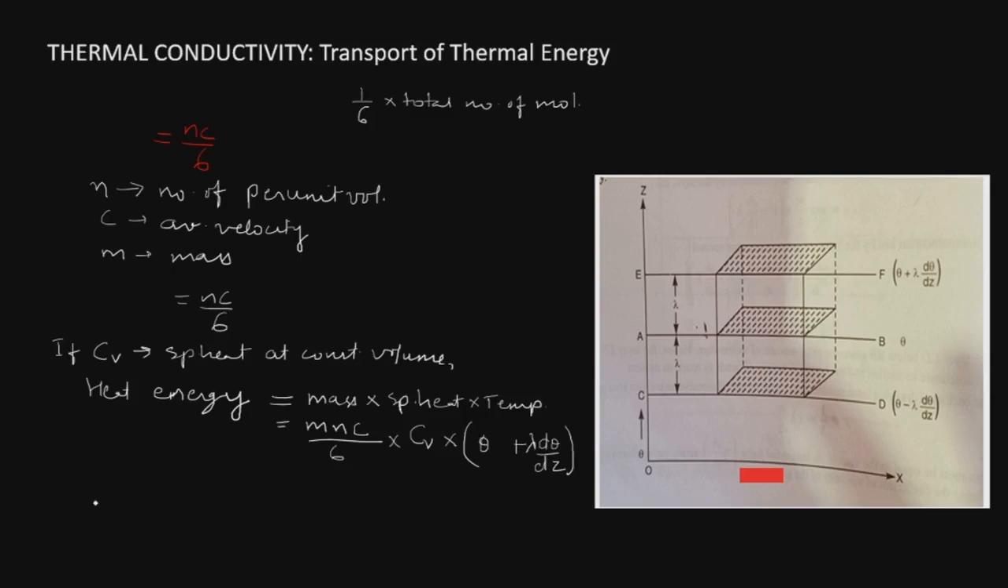Similarly, we consider the heat energy carried by the molecules in crossing unit area of the layer AB in the upward direction. First we wrote about the heat energy carried by the molecules moving in the downward direction. Now we see the heat energy carried by the molecules from the layer CD moving in the upward direction, which will be equal to m into nc divided by 6 into Cv into the temperature theta minus lambda d theta by dz.